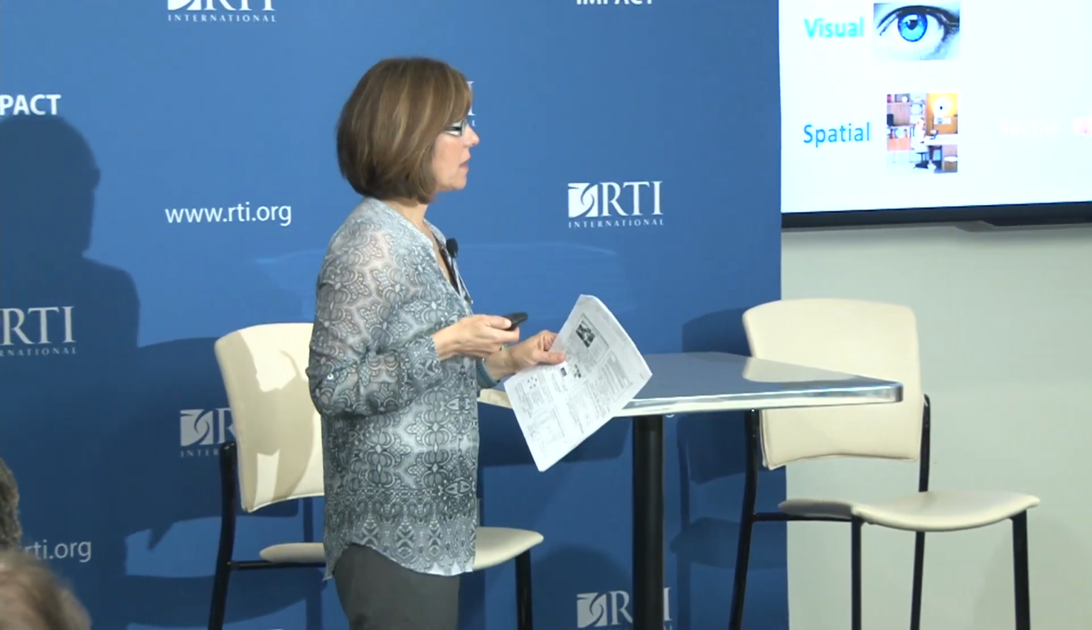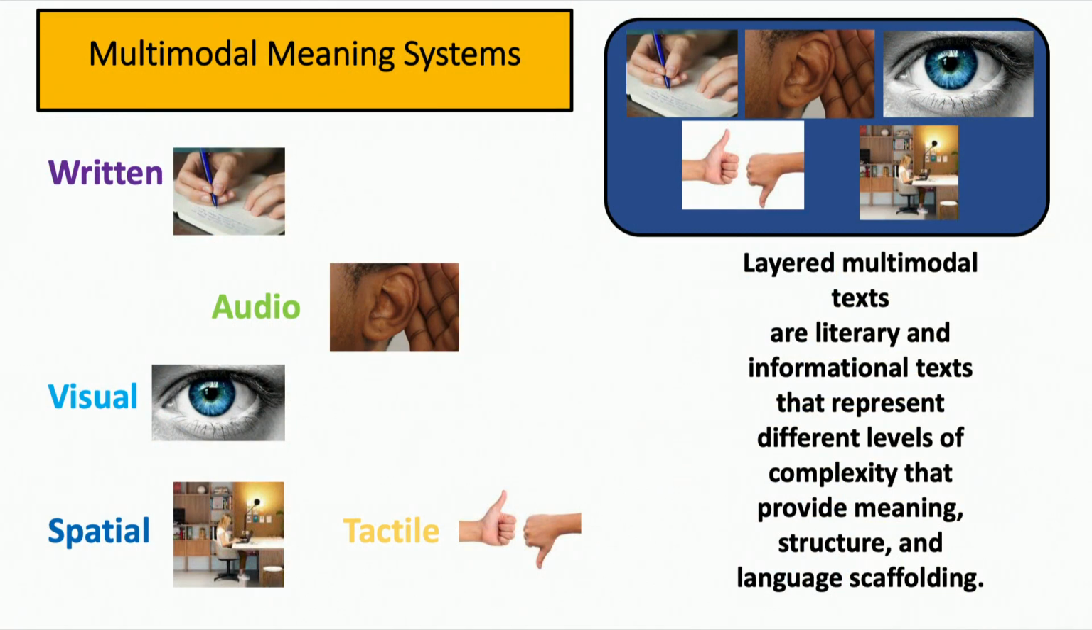All right, the next topic that I'm going to talk about is multimodal text. We know multimodal systems and ways in which language learners process and take in language, but multimodal texts are literary and informational texts that represent different levels of complexity, right? So we're not just saying anything, we're saying the complexity level is different, meaning the layer, and each text provides scaffolding for meaning, language, and structure.